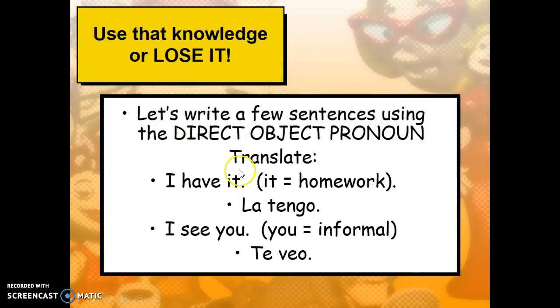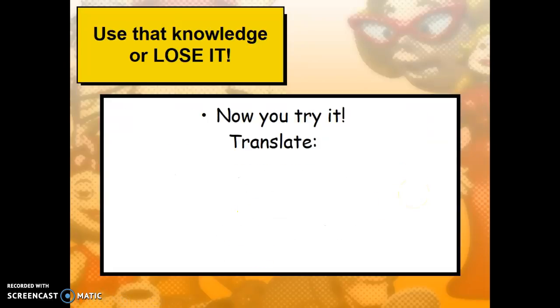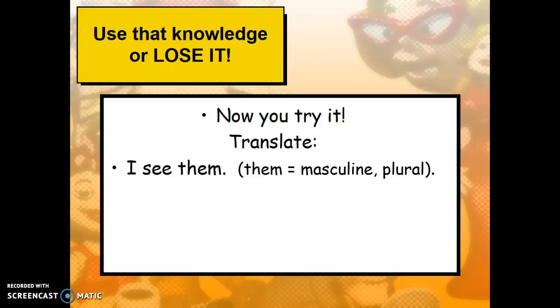For this one, I have it. I have what? I have it. So it is the direct object pronoun. Look at this one. I see you. I see who? I see you. So again, it answers the question what and who. So la and te are direct object pronouns. And don't worry, if you can't get this, we are going to practice a lot in clase.